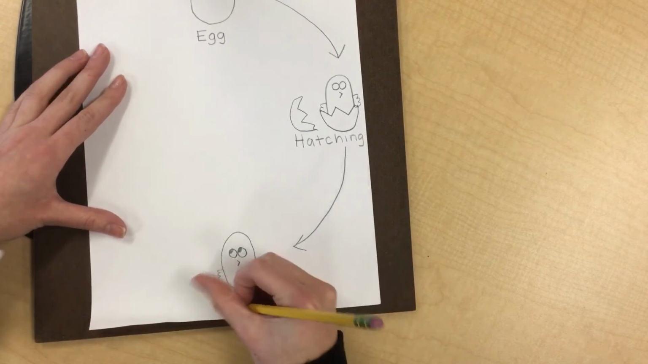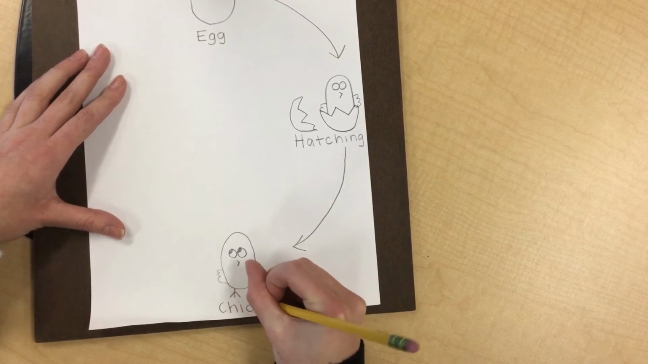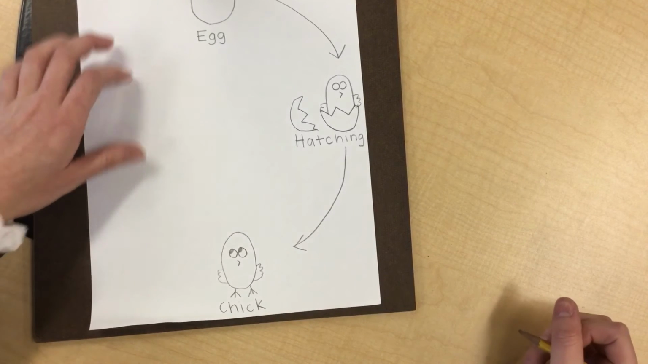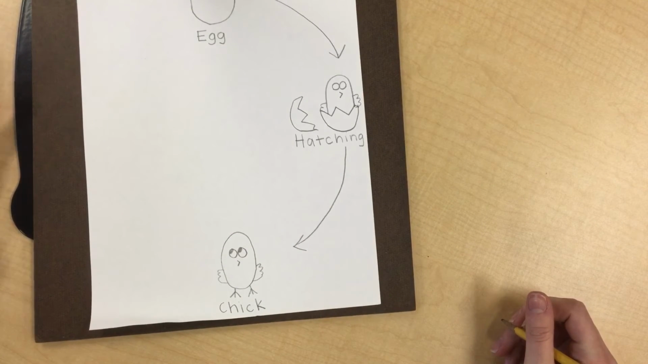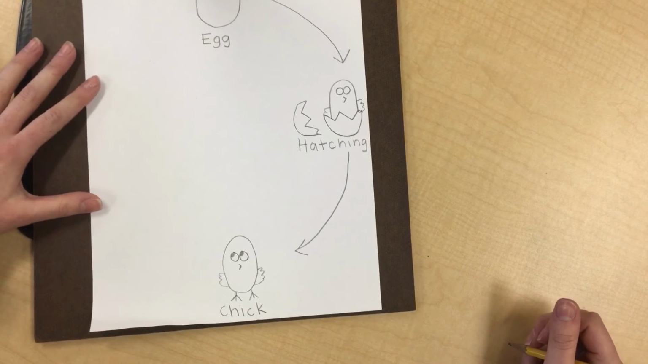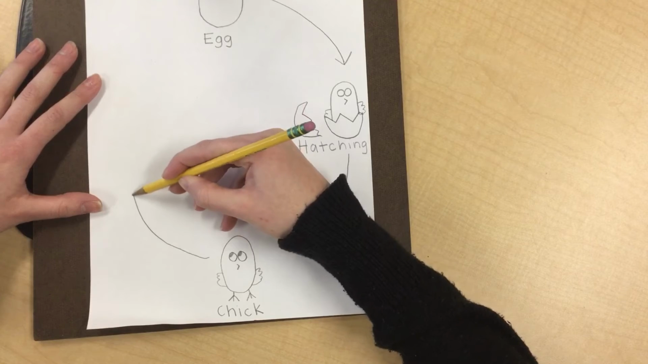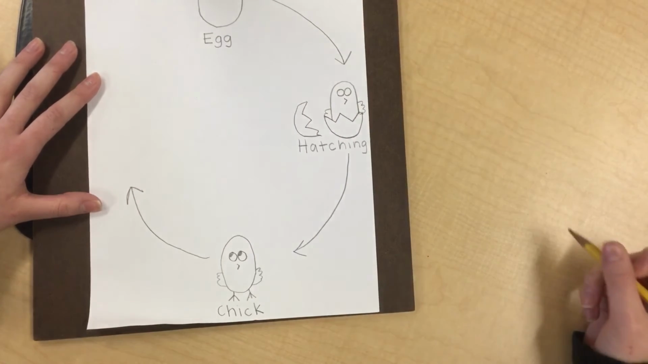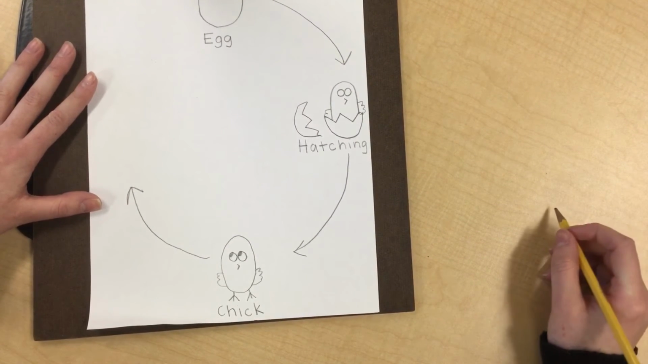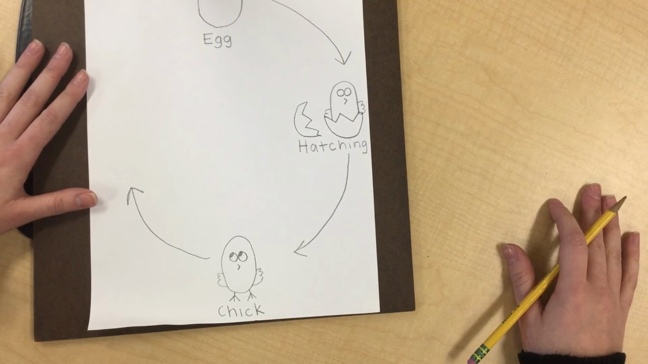And then this is my chick stage. So I'm going to write chick underneath. Alrighty. I'm getting ready for my next stage. The last stage, I'm going to draw another arrow going up. It's pointing. And friends, this is where we're going to probably need the most room on our paper.